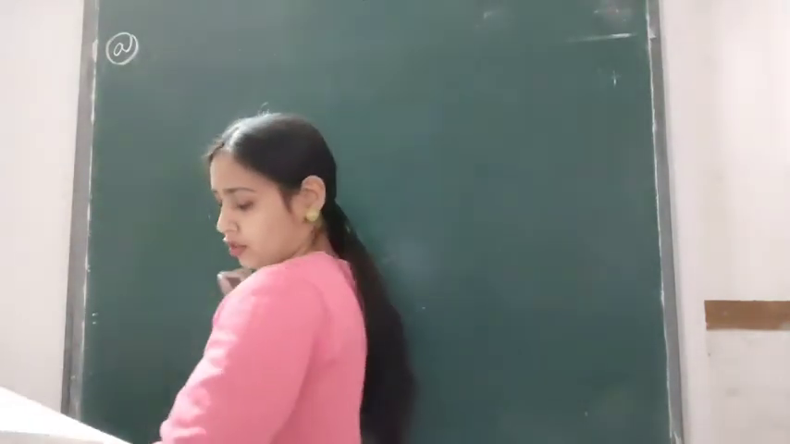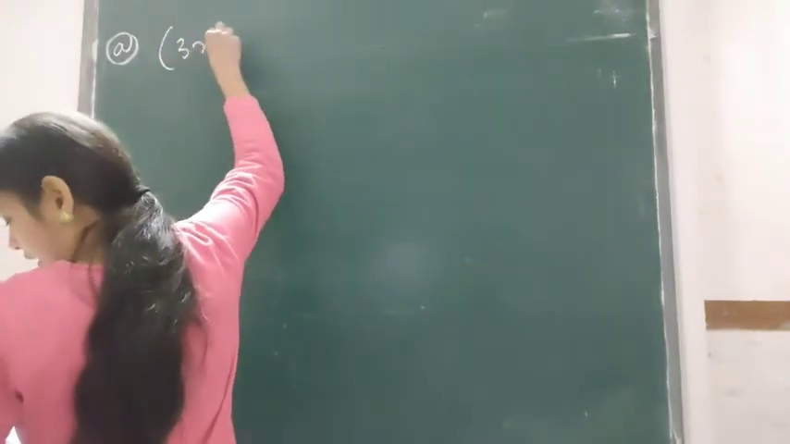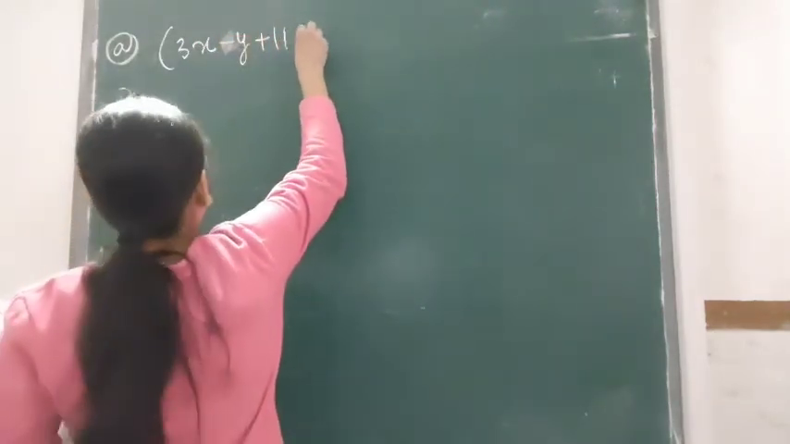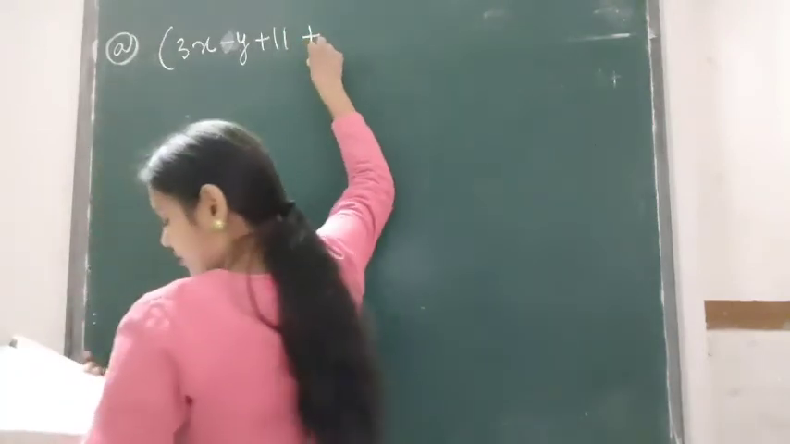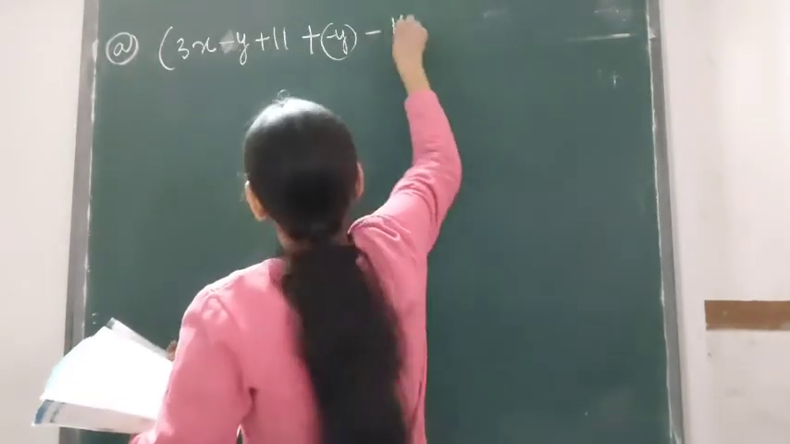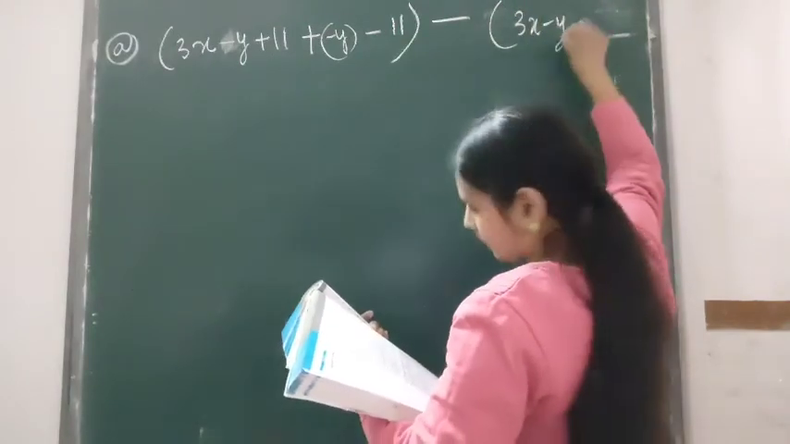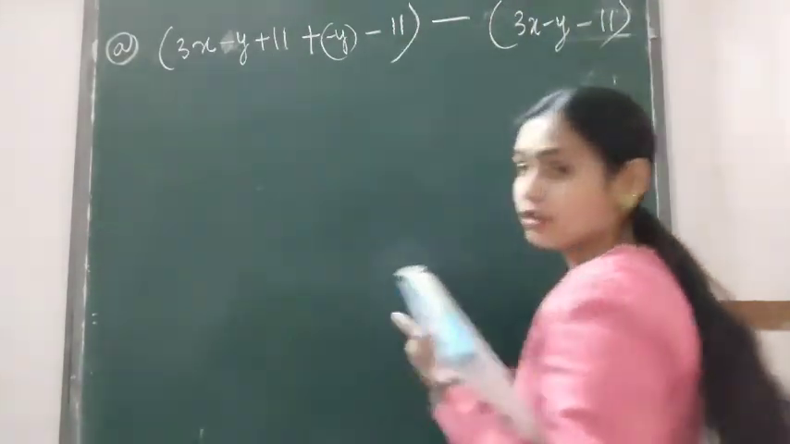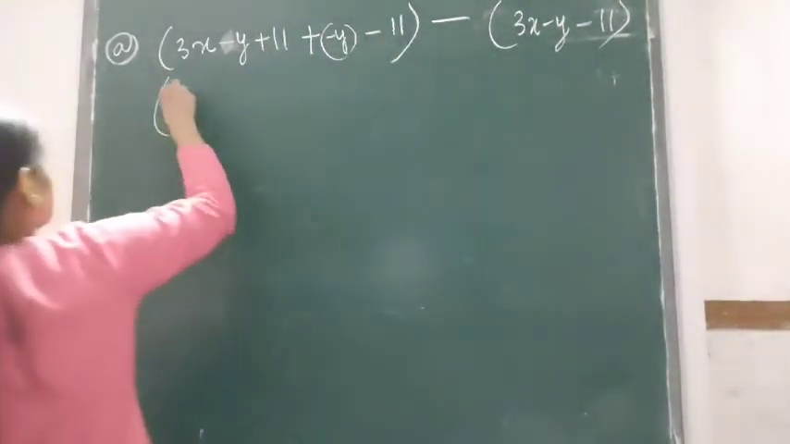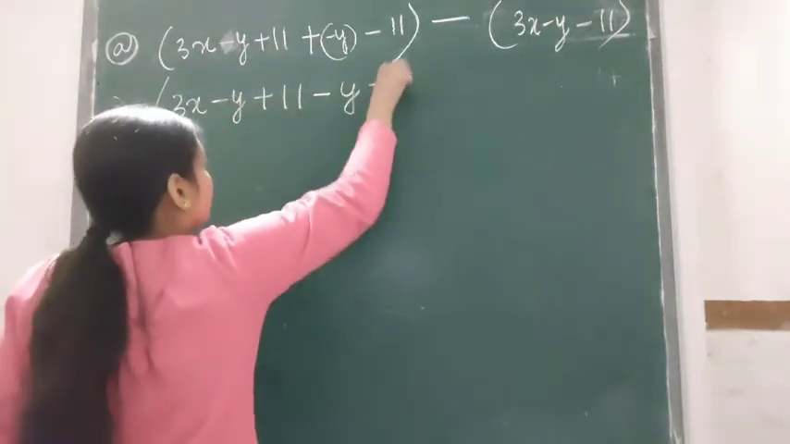Sum means plus. So from the sum of 3x minus y plus 11 and, means plus only, minus y minus 11, subtract means minus 3x minus y. Come on, so the first thing we remove the brackets. So here minus plus becomes minus. So 3x minus y plus 11 minus y minus 11.